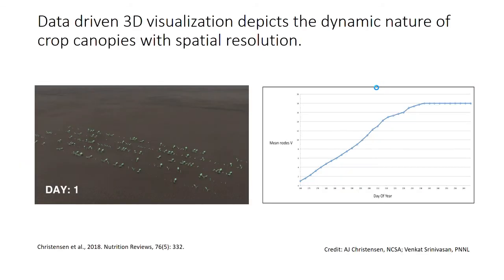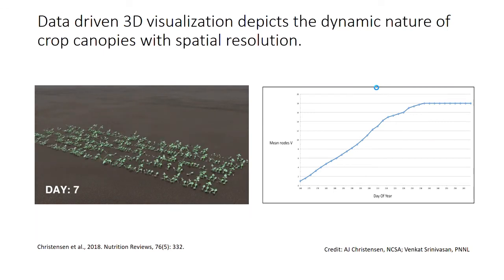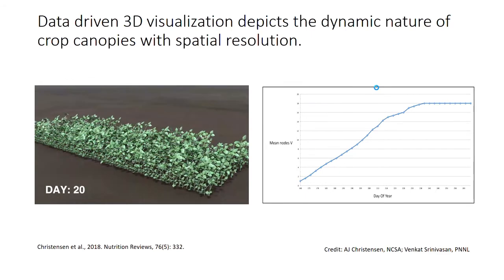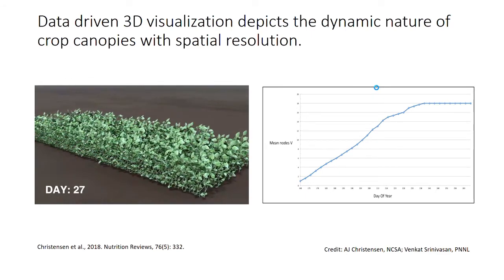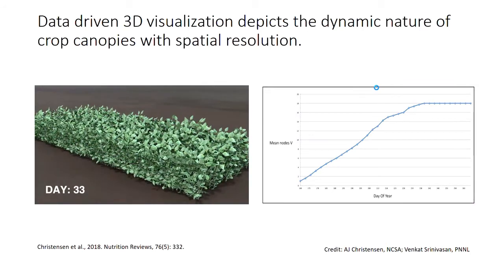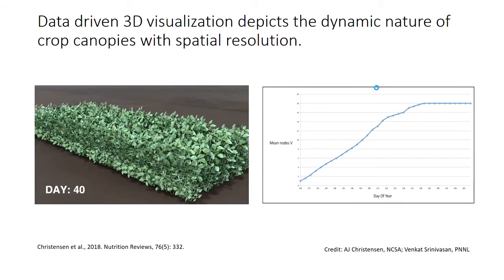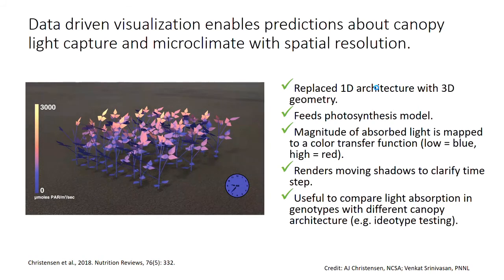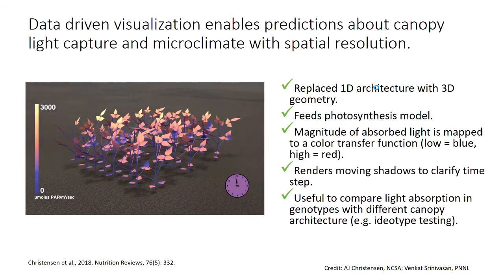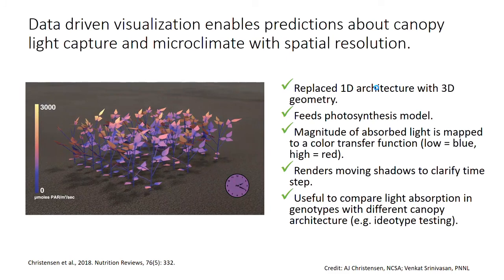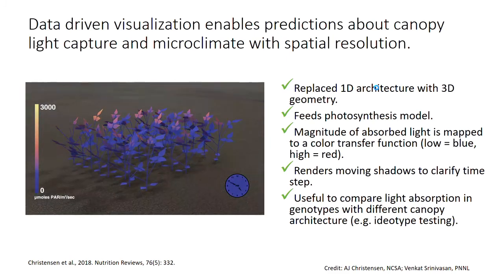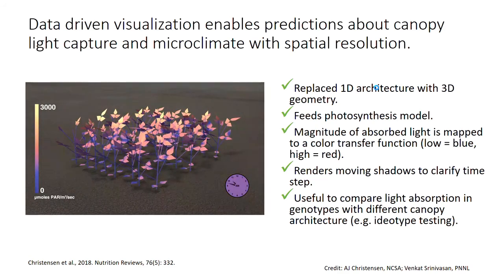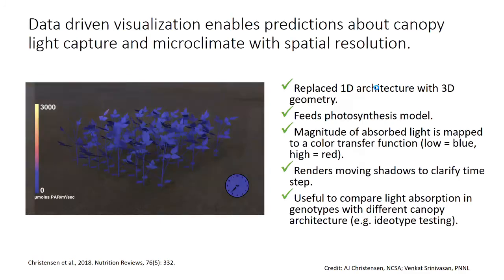And what we're looking to do now is to continue to scale up from the leaf level photosynthesis to canopy level photosynthesis. And we're doing this by using data-driven 3D visualizations, which depict the dynamic nature of crop canopies with spatial resolution. With this advanced visualization, we can see things in the data that we may have missed just by looking at numbers in graphs and tables. So for example, we can use 3D architecture to simulate light absorbance throughout a soybean canopy and feed that information to the photosynthesis model. We can then test and compare the light absorption in genotypes with different canopy architectures to get at that ideotype design.